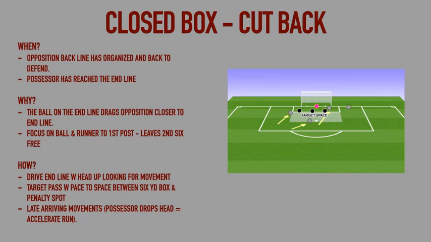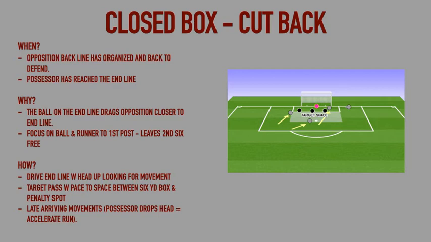Okay, the other option is what we call a closed box, or that cut back, pull back type of cross. So when are we going to use this? This is when we start to see the defenders are back in front of their goal. They're a little bit more organized, and they're typically facing sideways or facing out. And we also have a possessor of the ball near or at the end line. Why do we want this? Because the ball is deep in the space, that's going to drag the defenders deeper and deeper towards their goal. And then we have space somewhere else. Because of where the first ball is, the focus becomes really on the ball and that initial front post run. That will open up space for the second six, the space between the penalty spot and the top of the six.